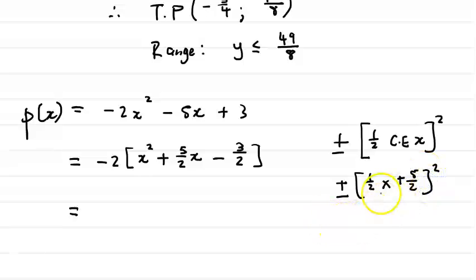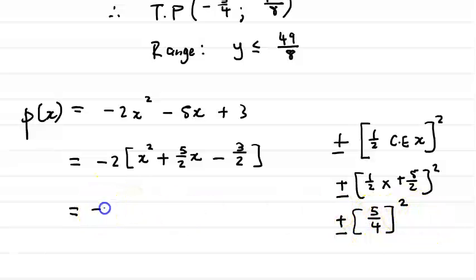And what's that going to be? What's half times 5 over 2? So it's going to be plus minus 1 times 5 is 5, 2 times 2 is 4. So we got 5 over 4. So we're going to add and subtract 5 over 4 all squared.